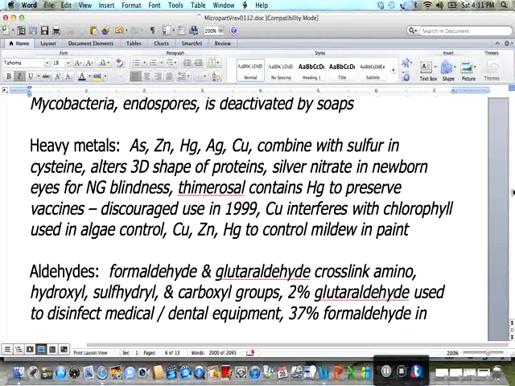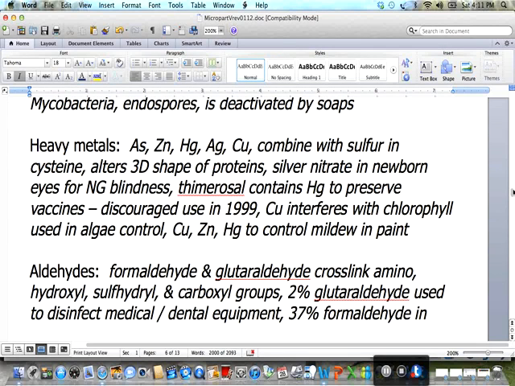The heavy metals include arsenic, zinc, mercury, silver, and copper. They combine with sulfur in cysteine to alter the three-dimensional shape of proteins. Silver nitrate is used in the eyes of newborns to kill potential Neisseria gonorrhoeae causing blindness. Thimerosal contains mercury and is used to preserve vaccines, although its use has been discouraged since 1999. Copper interferes with chlorophyll and is used in algae control. The metals copper, zinc, and mercury are used to control mildew in paint.